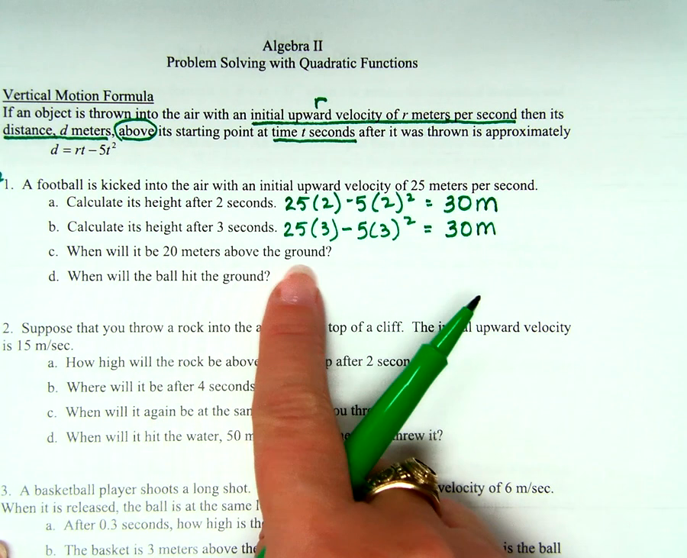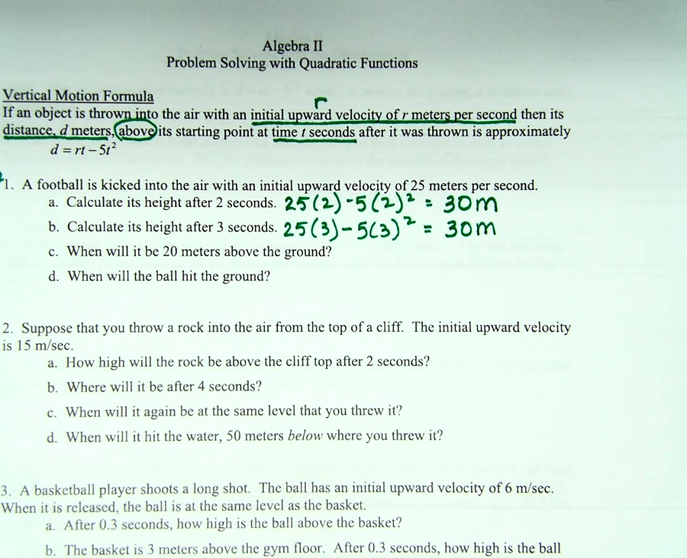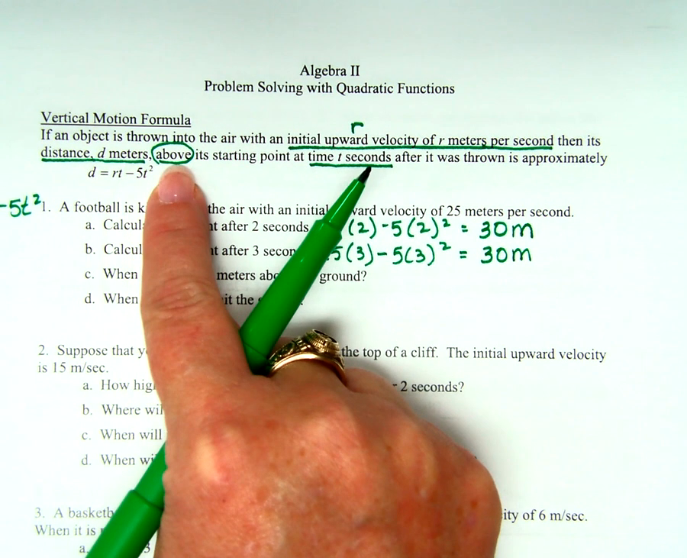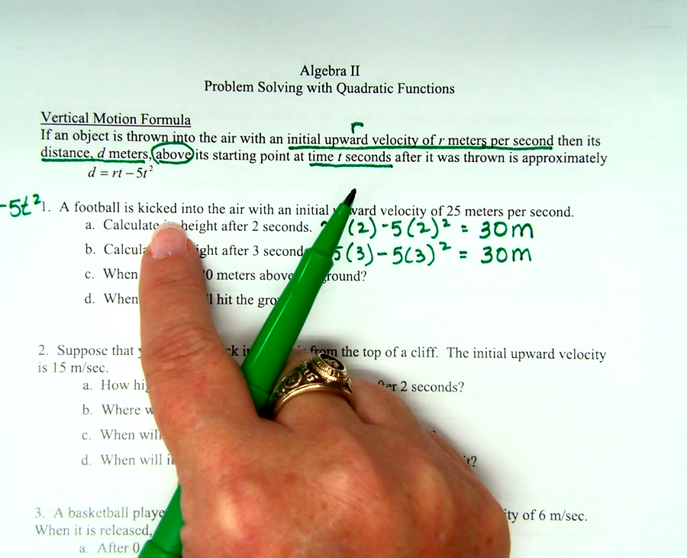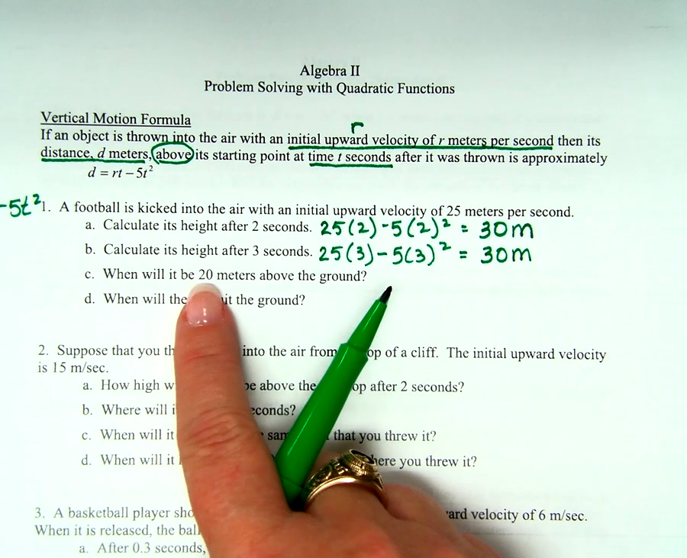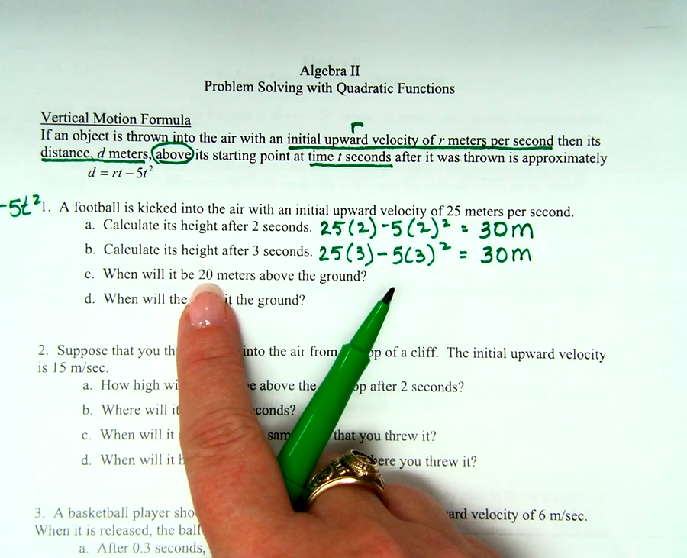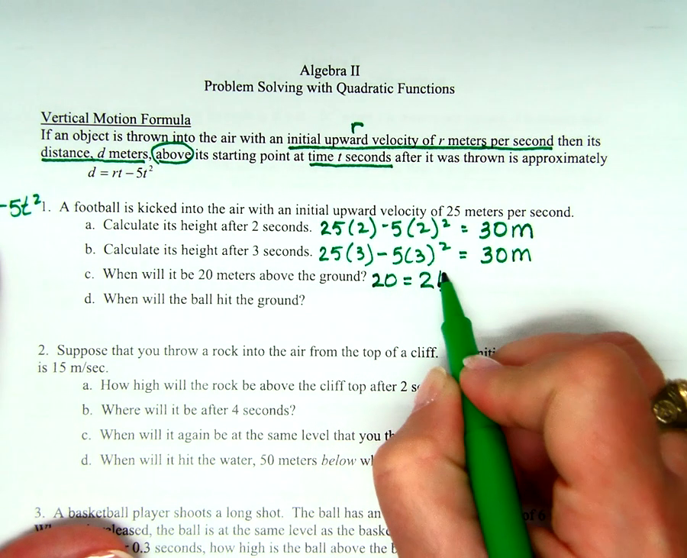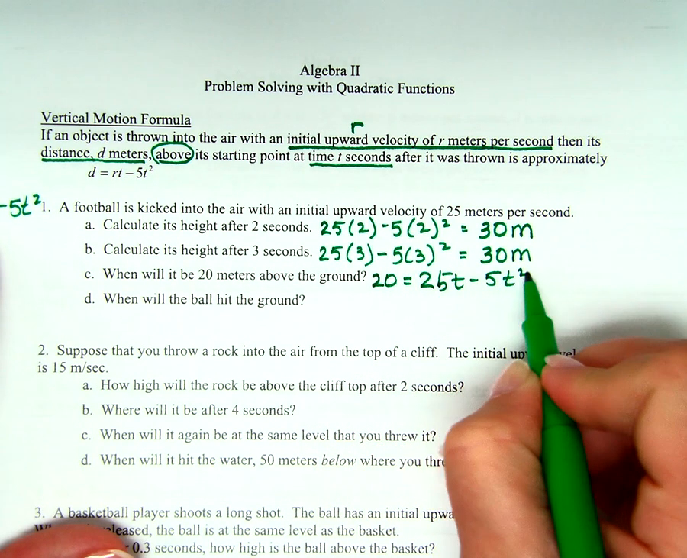When will it be 20 meters above the ground? 20 meters. What is 20 meters? A distance? Distance d meters above the starting point. Didn't it start on the ground? You kicked it from the ground, right? So where do I put 20? For d, right? Okay. So 20 equals 25t minus 5t squared.